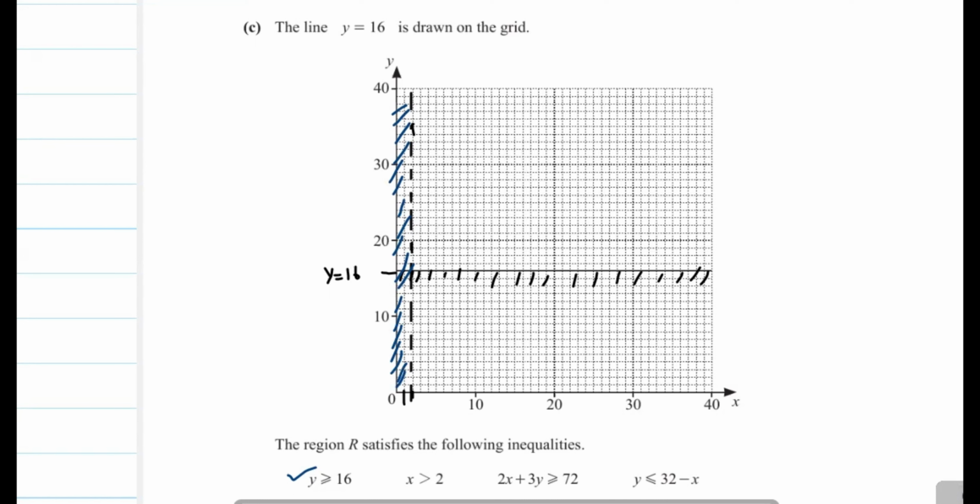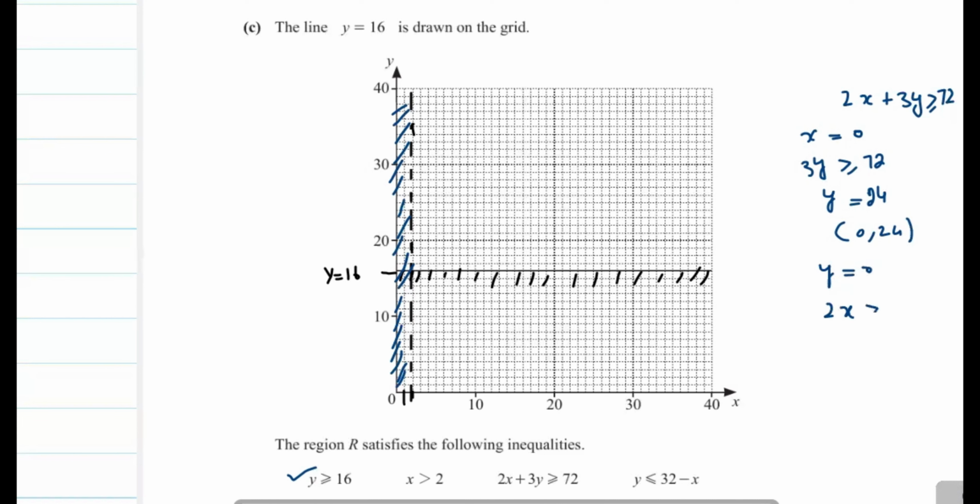And next is 2x plus 3y is greater than or equal to 72. Now we take 2 points. Firstly, suppose x equal to 0. Then 3y equals 72, and y will be equal to 24, since 3 times 24 is 72. The point will be (0, 24). Now we take the next point. We take y equal to 0. Then 2x equals 72, so x is 36. The point is (36, 0).